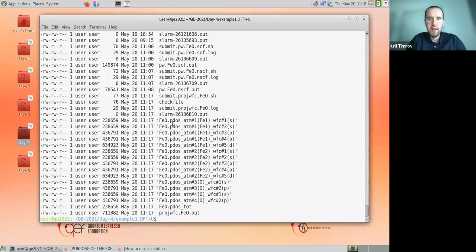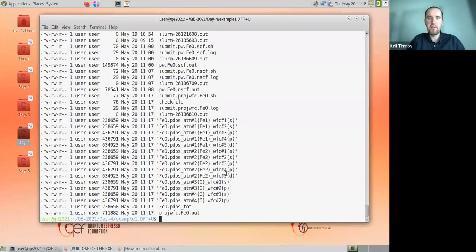So we see that the PDOS calculation produced many files, each of them corresponding to a specific type of orbitals. For example, these are S electrons of iron, then you have P electrons of iron, D electrons of iron. What we want is to plot the figure which we saw in the lecture for iron oxide. So we want to plot D states for iron 1, D states for iron 2, and P states of oxygen, and see how this looks.